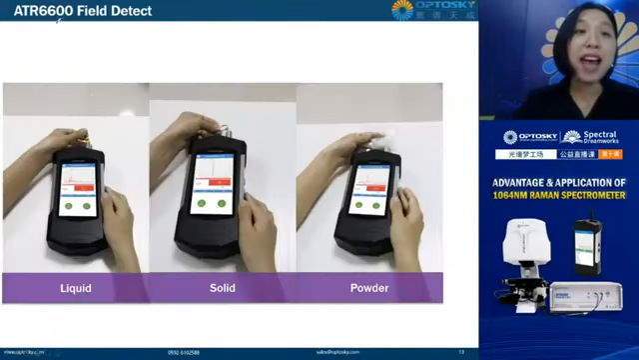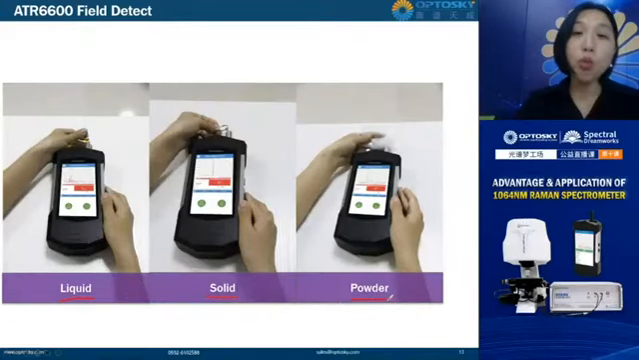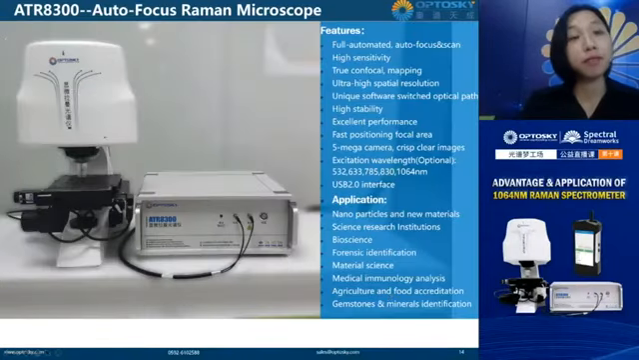The ATR 6600 can be used for field detection. It can detect liquid, solid, and powder. Whatever state you have, it just needs one button to detect.